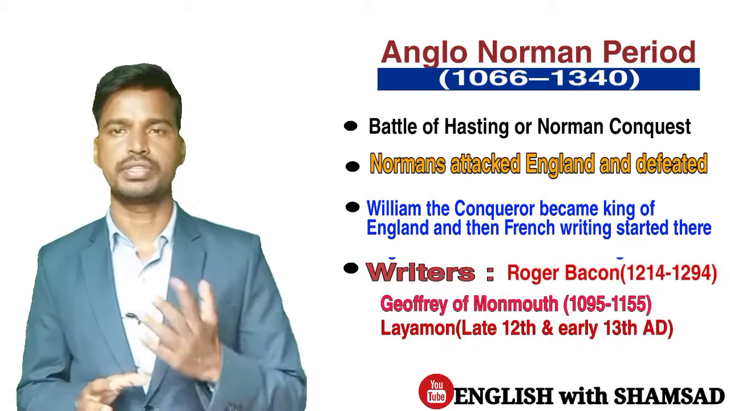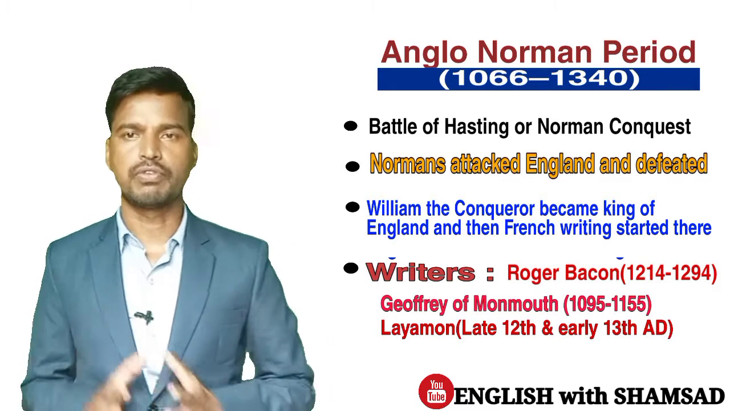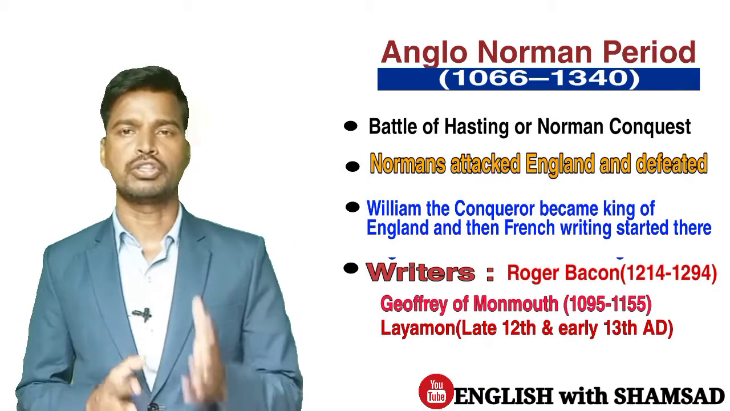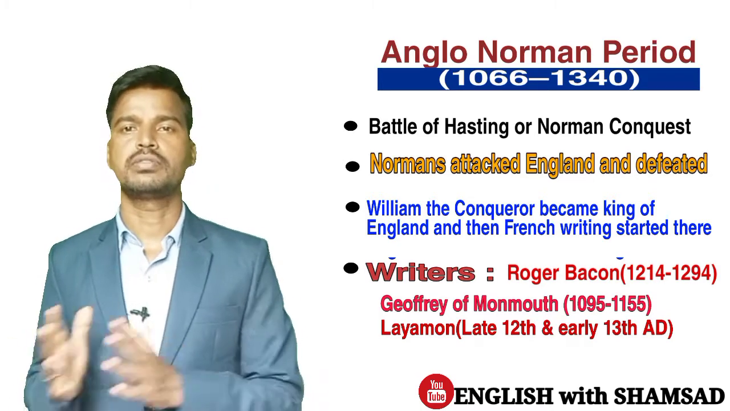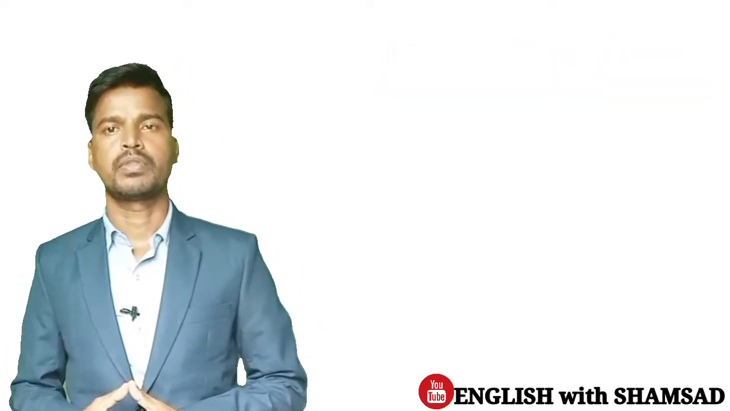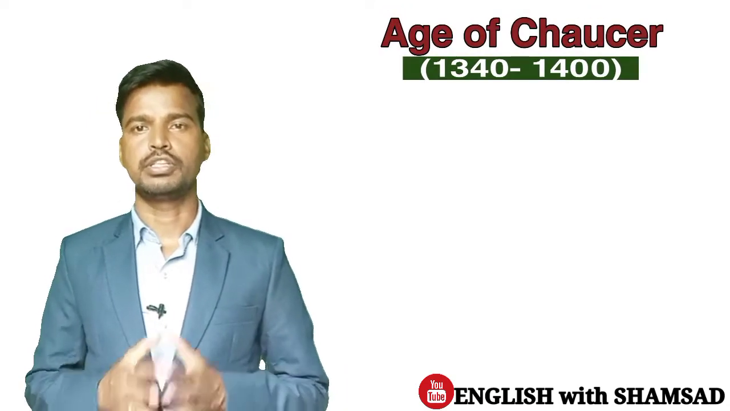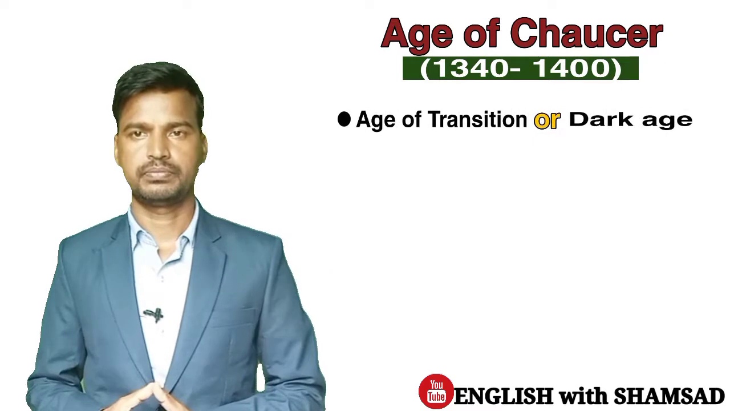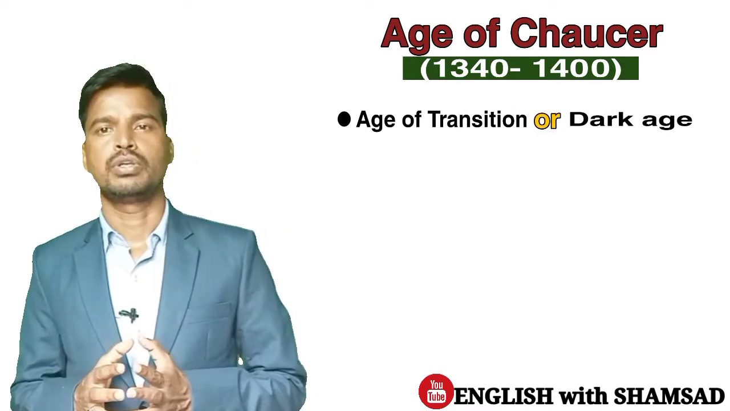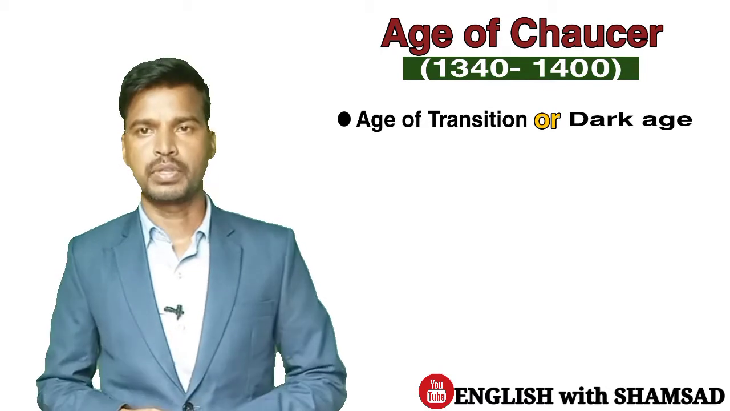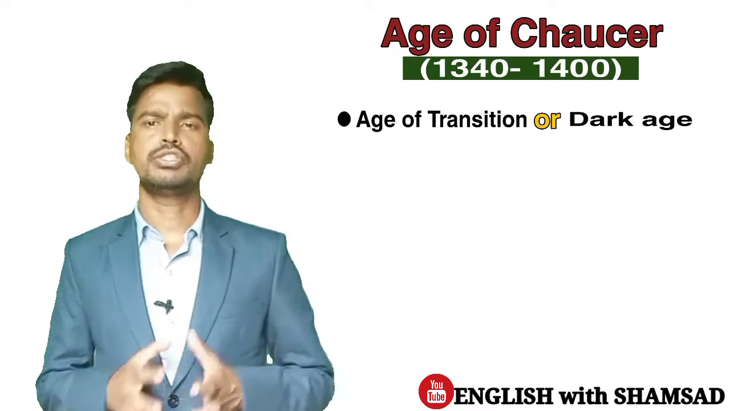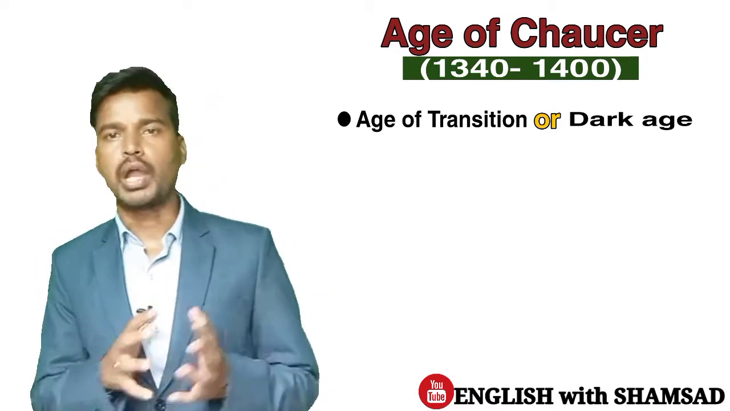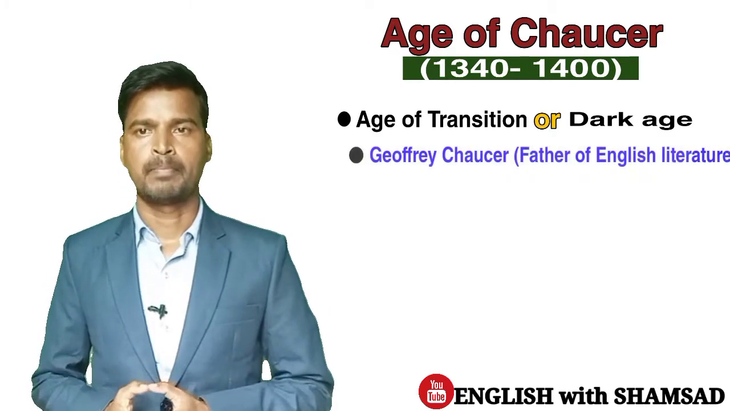Famous writers of this age: Roger Bacon, an English philosopher; Geoffrey of Monmouth, an anthropologist and historiographer. Next one is Layamon, an English poet and priest. Next age of the history of English literature is the age of Chaucer, and it is also called the age of transition. Time duration is 1340 AD to 1400, and it is a very important age of the history of English literature. This age is known for a great poet and father of English literature, Geoffrey Chaucer.